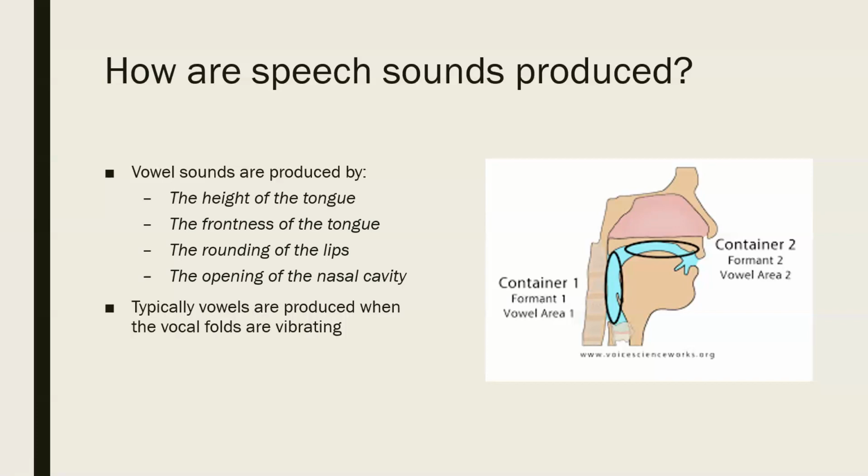Typically, most commonly in our speech, we pronounce vowels by vibrating our vocal folds. But as I mentioned in the previous slide, it's also possible to produce vowel sounds by whispering. Whispered vowels involve the same resonant properties of the upper vocal tract. They just involve a different kind of source. They use a source of breath rather than the vibration of the vocal folds to produce these acoustic properties.